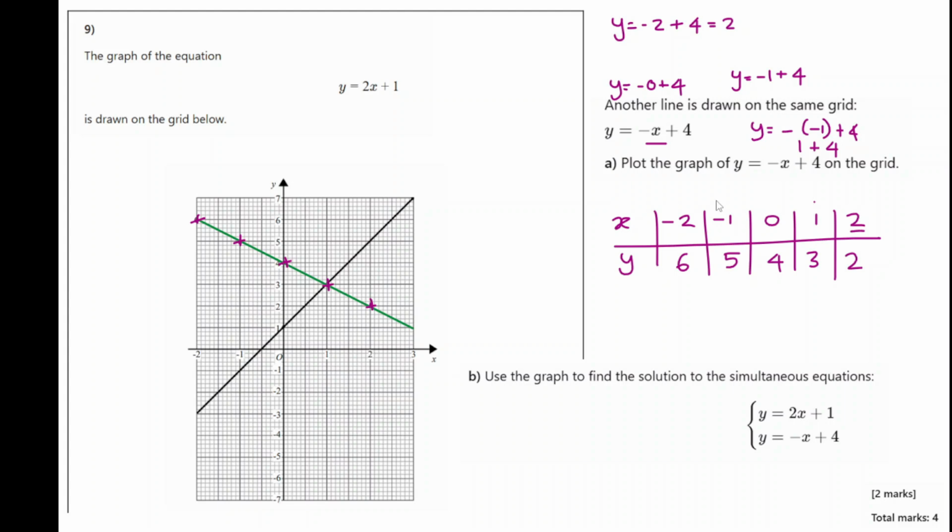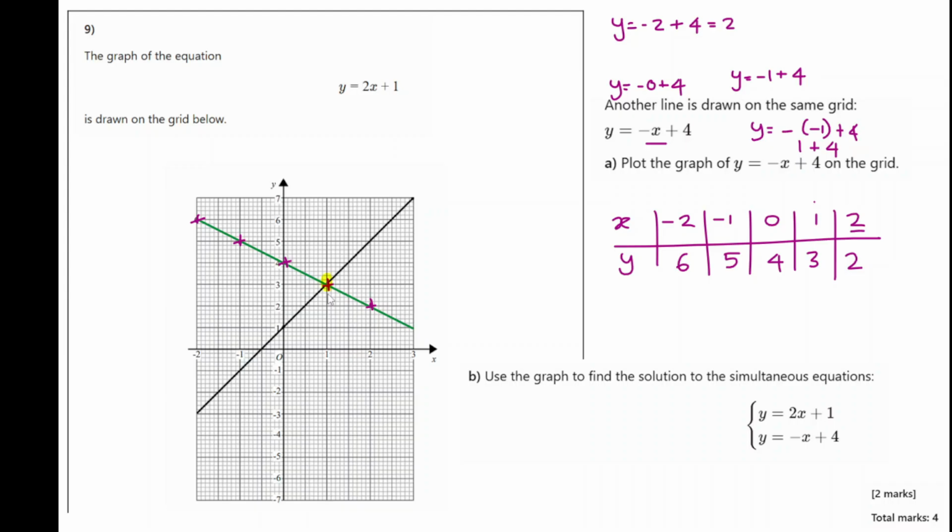That's the first part. Second one, use the graph to find the solution to the simultaneous equations. Now, y equals 2x add 1 is this one. Y is equal to negative x add 4 is what we just did. The only common point for both graphs is where they overlap, where they cross over.